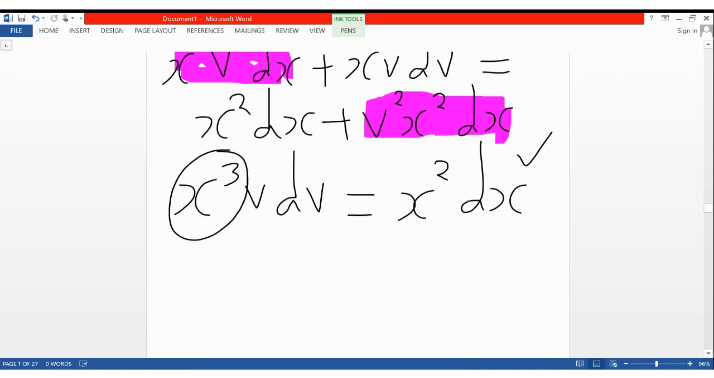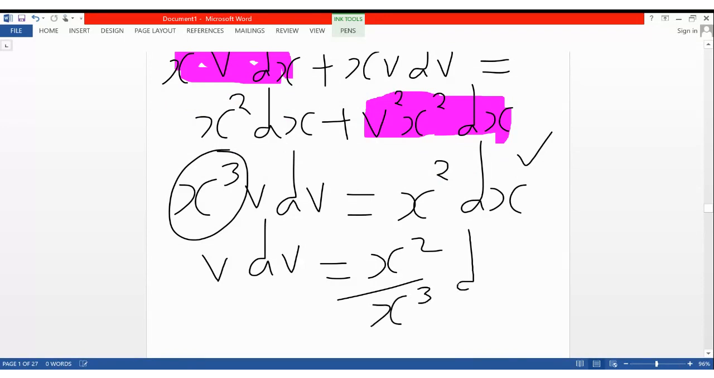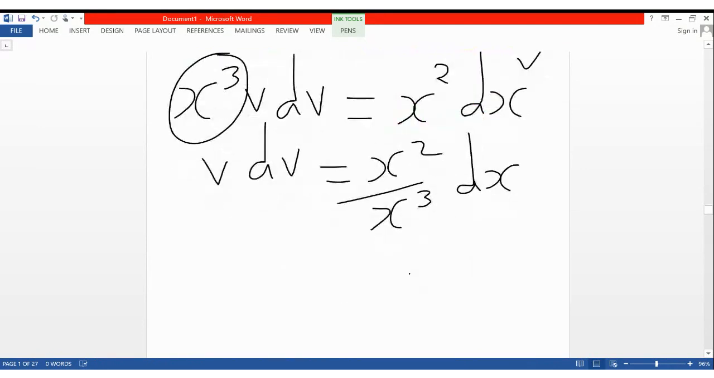How do I remove it? I divide both sides by x squared over x to the power 3, then dx. And when you do that, you remain with v dv is equal to 1 over x dx.